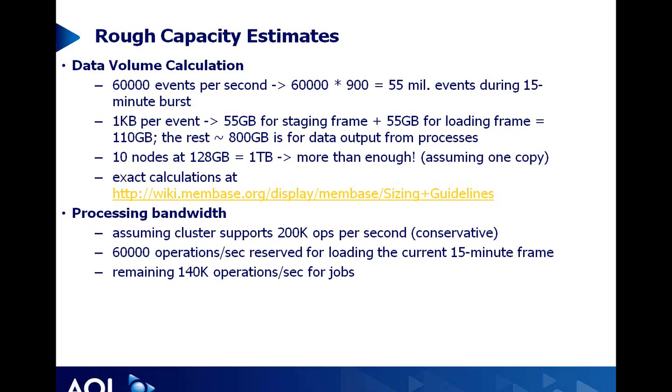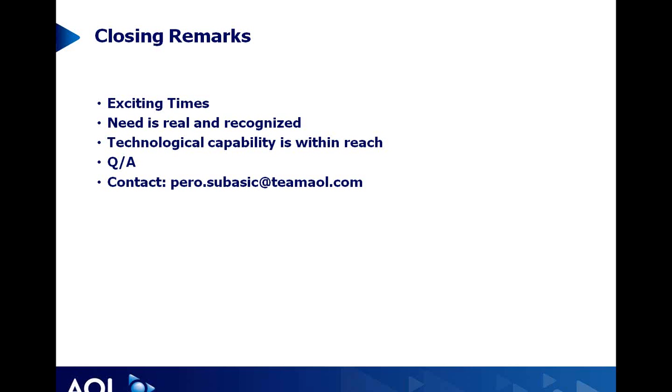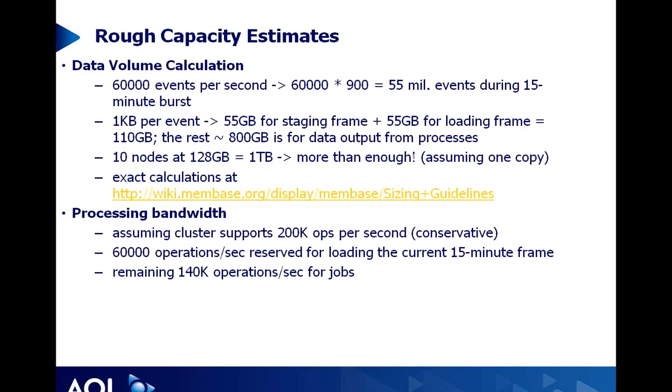As for the processing bandwidth, assuming modestly that the cluster supports about 200,000 operations per second, we have 60,000 put operations reserved for loading the current 15-minute frame, and we still have the remaining 140,000 operations per second for jobs to run on. These are really ballpark estimates, but if you go to this Membase link, you can do more precise capacity planning with some overheads for metadata and so on.